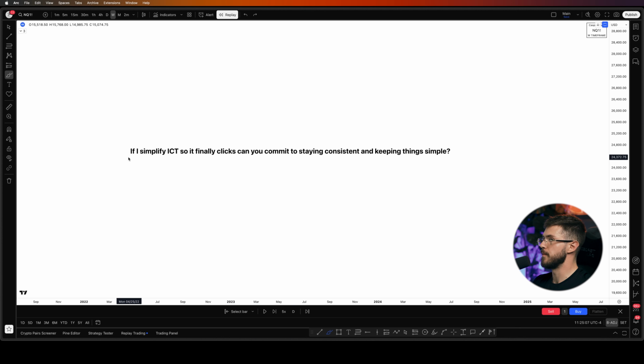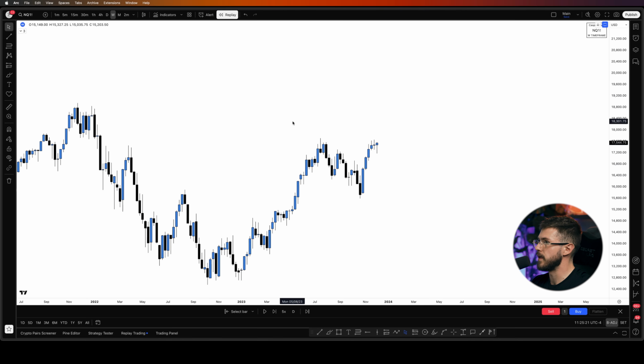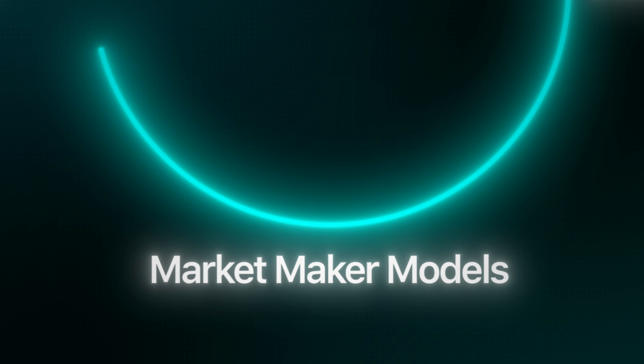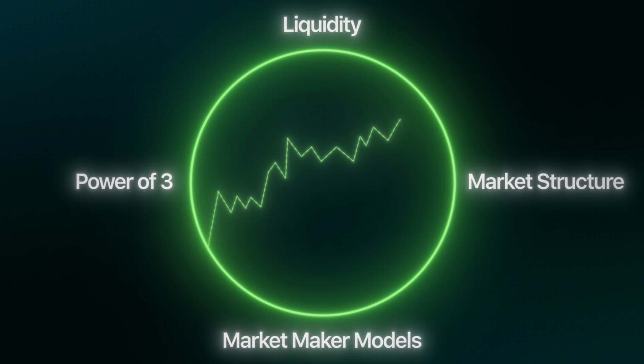I want you guys to make a promise to me. If I simplify ICT so it finally clicks, can you commit to staying consistent and keeping things simple? If the answer is yes, then you're in the right place. So today I'm going to teach you everything from liquidity, market structure, market maker models, the power of three, how to put it all together into a profitable strategy, and which timeframes to use.